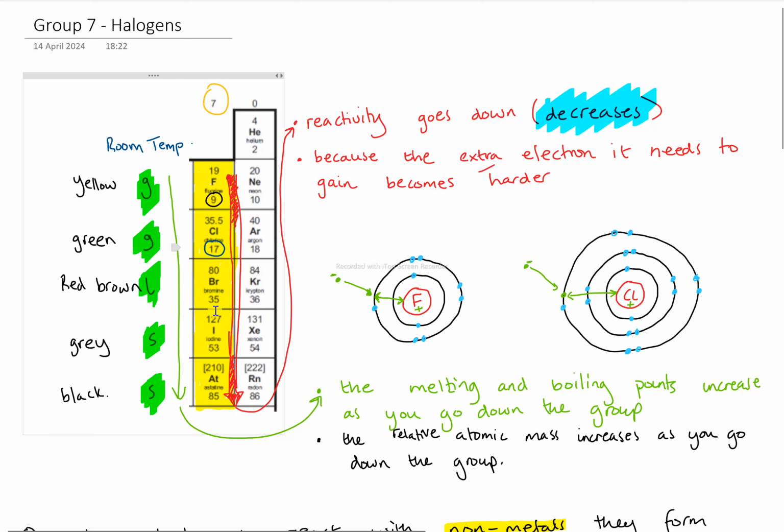Right, there are 3 properties that you need to know. Why does the reactivity decrease? Because the extra electron that each atom needs to gain becomes harder to gain because there's less of an attraction. The next property, melting and boiling points increase, and you can tell from gas, liquid, solid that the solid has a higher boiling point and melting point. And the relative atomic mass increases as you go down. You can see from 9, 17, 35, 53, and so on.